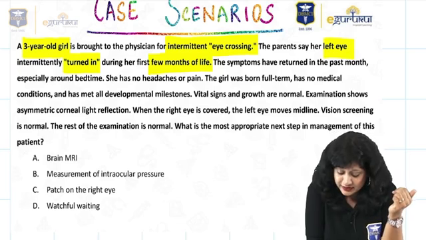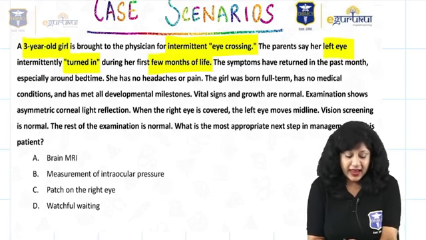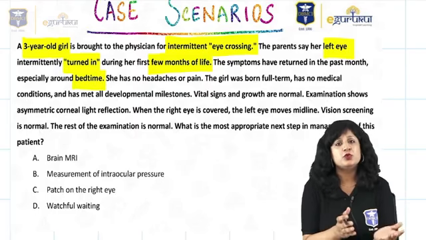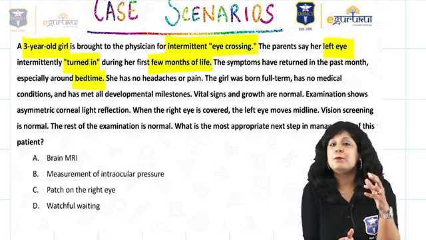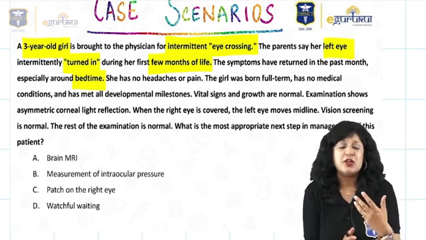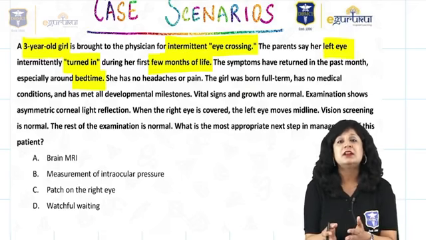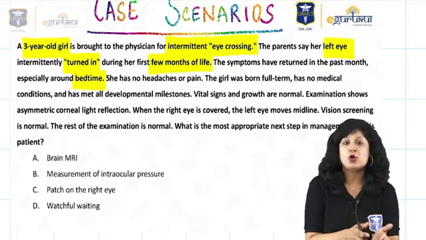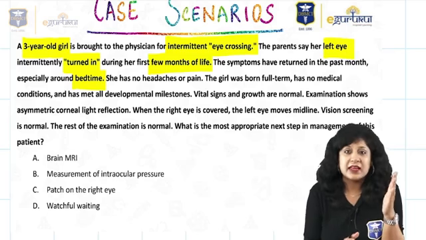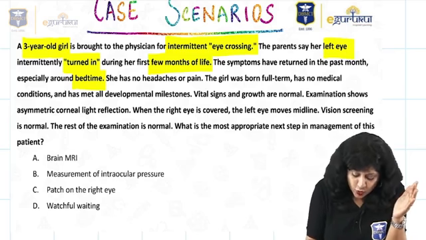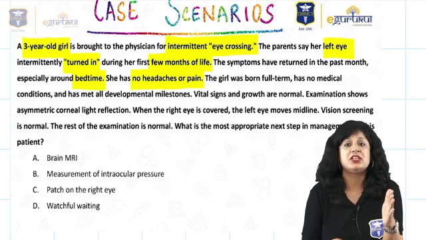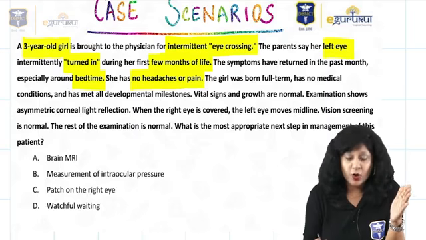Now the symptoms have returned in the past months and they are especially around bedtime. Now what has this to do with the clinical symptoms? They are more towards the bedtime, so that means they are more in the dim light. We always have these two things, whether the symptoms are more in the daylight or more in the dim light. So these symptoms are more in the dim light. She has no headache or pain. Important negative history has also been provided.